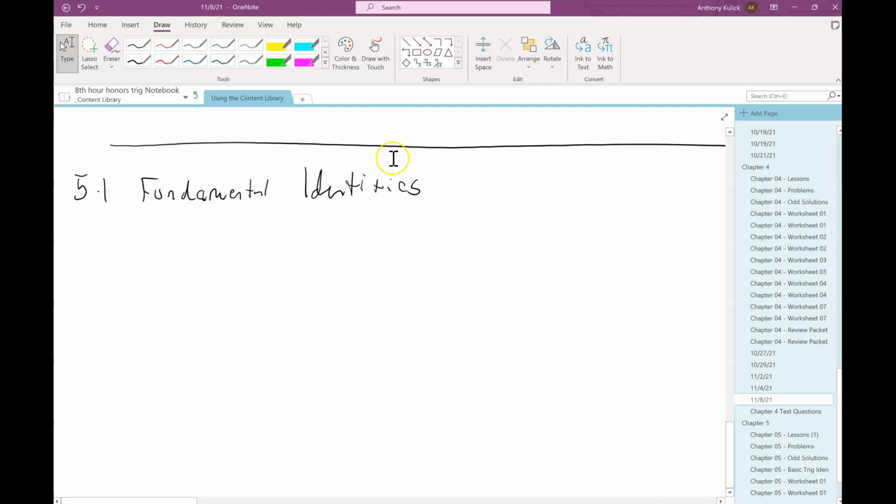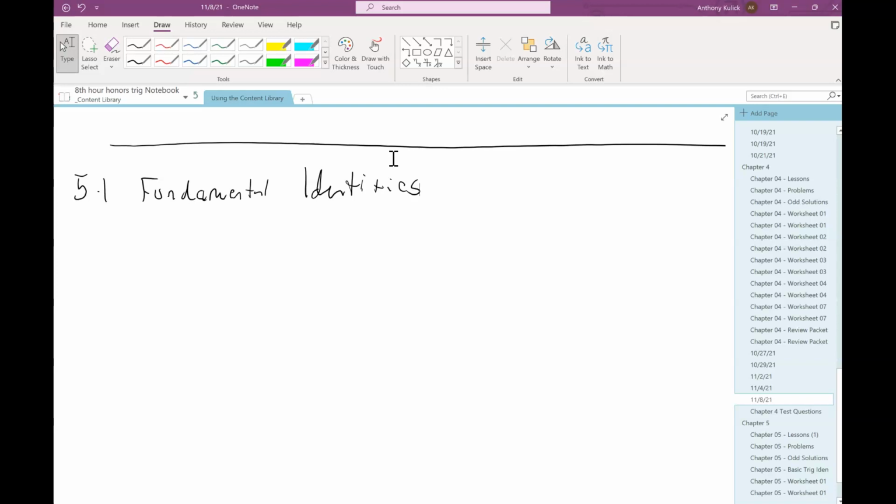So section 5.1, we're going to talk about some fundamental trigonometric identities. So when we talk about an identity, we're talking about something that's true for all values for the given variables. So like the Pythagorean theorem is technically an identity, right? Or like 2x plus 6 equals 2 times the quantity x plus 3 is an identity, right? For any values of x, that's going to be true.